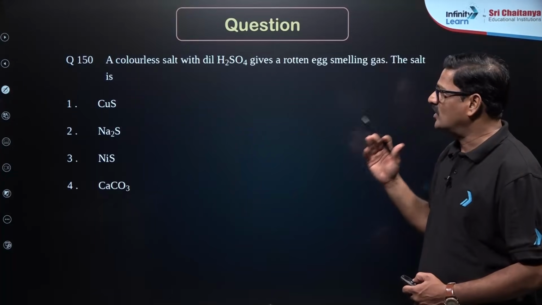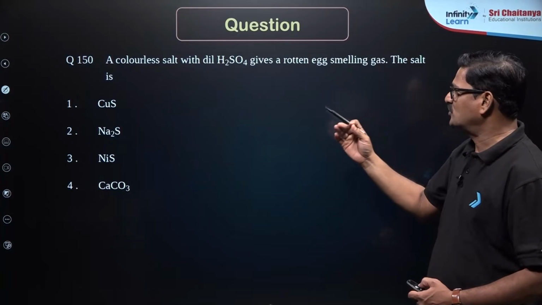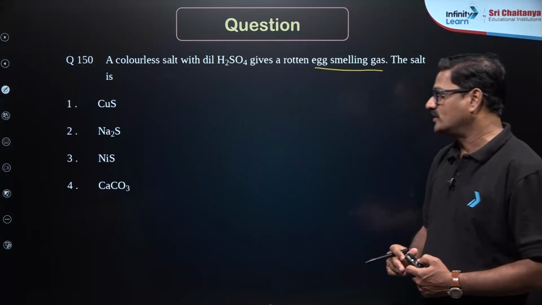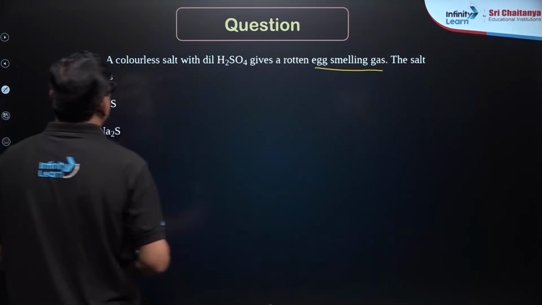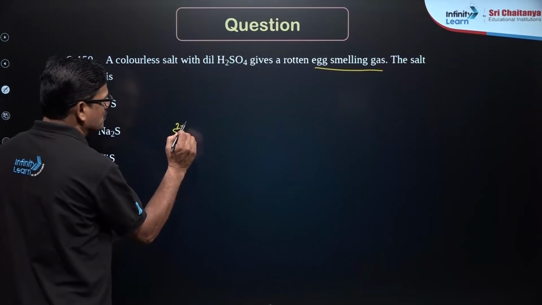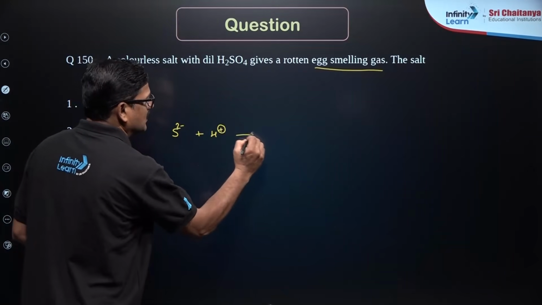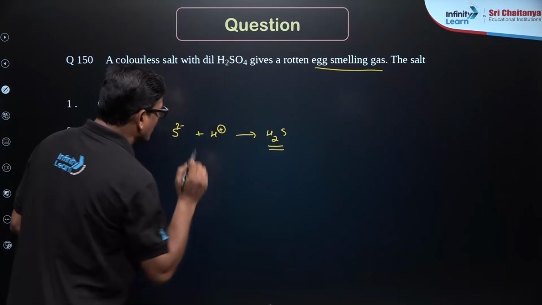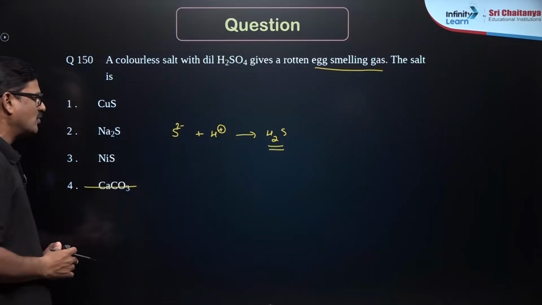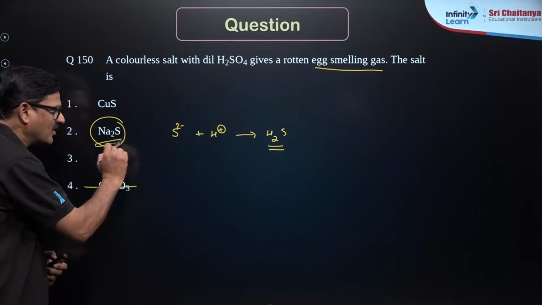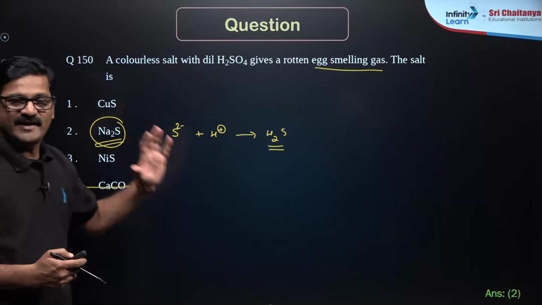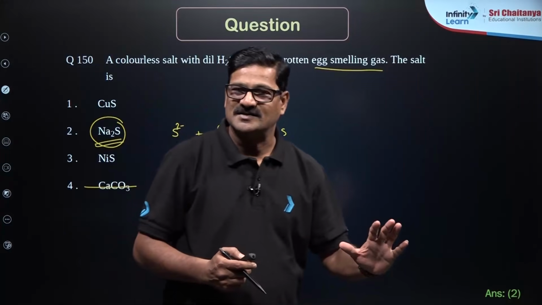Moving ahead, here is one more. A colorless salt with H2SO4 gives a rotten egg smell gas. In this rotten egg smell, you are going to see S2- and H2S. So who is going to give? Copper sulfide is covalent, nickel sulfide is covalent, carbonate does not give, but Na2S being ionic can give free sulfide ions, which can give the rotten egg smell H2S gas. Option 2 is the correct answer for this question.